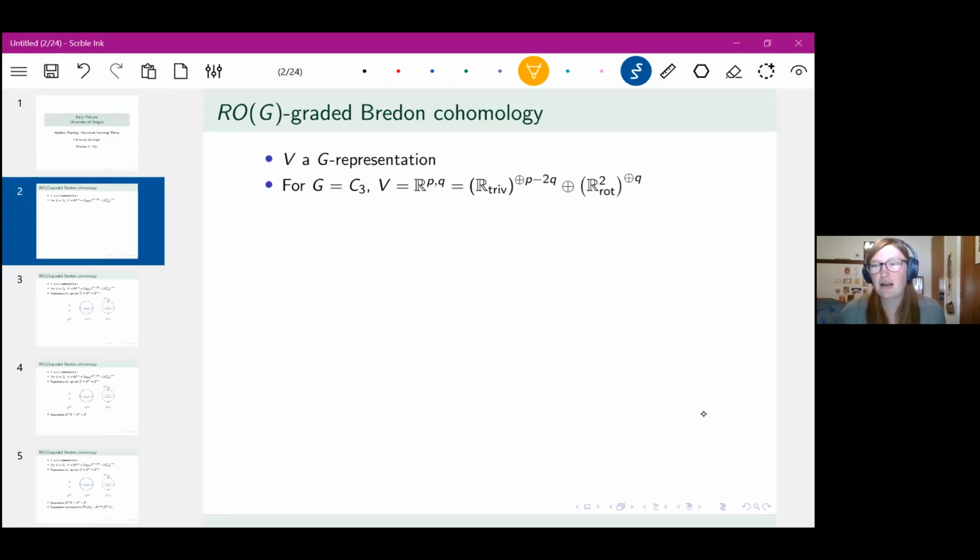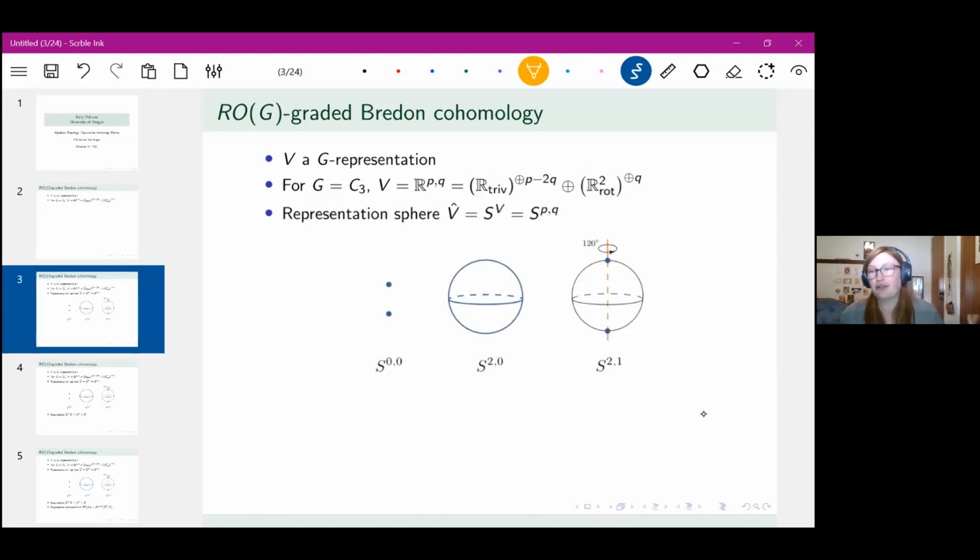And I want to talk for a second about why we might want to consider a cohomology theory graded on RO(G). So given a representation of C3, we can write it as some number of copies of this one-dimensional trivial representation and some number of copies of this two-dimensional rotational representation given by rotation of the plane 120 degrees about the origin. When we write it in this way, V is completely determined by the values of P and Q, where P is my total topological dimension and Q is the number of copies of this two-dimensional rotational representation.